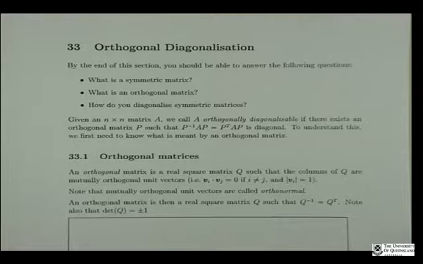characterize this notion of orthogonal diagonalization. The next chapter, chapter 34, we're going to see an application of this to quadratic forms, and in particular classifying conic sections, which I think you would have studied if you've done the Math 1052 course. So we'll look at that in a little bit more detail.